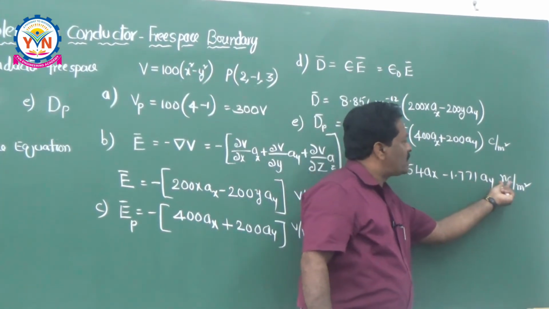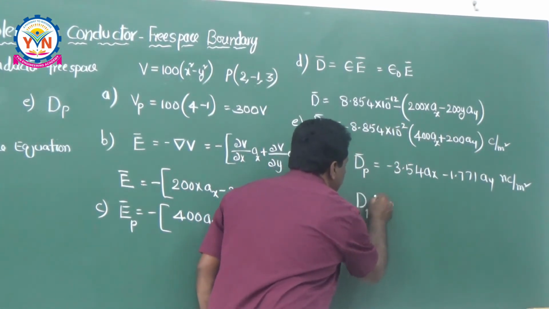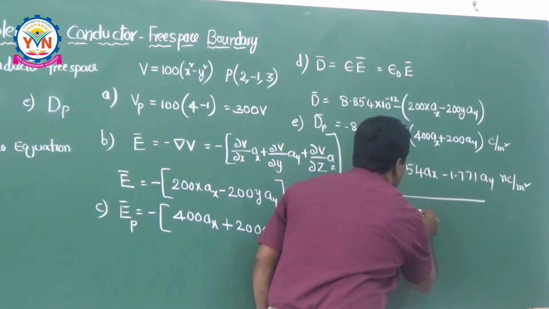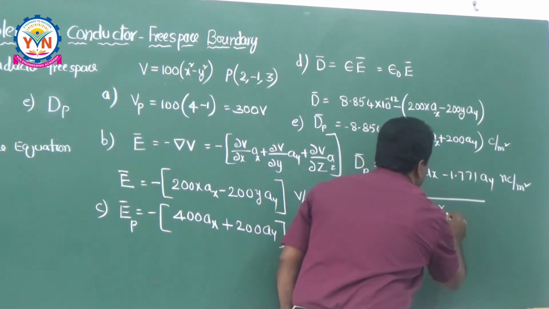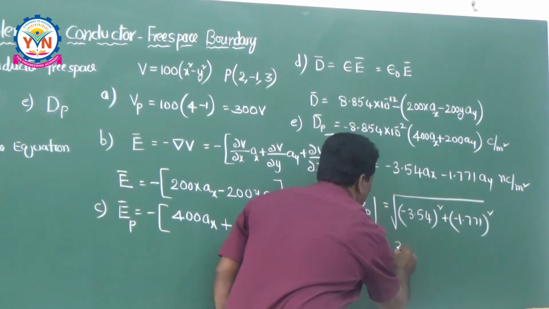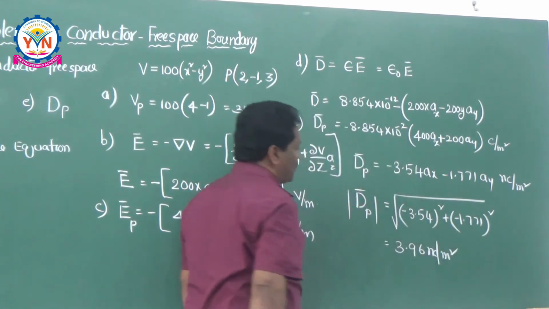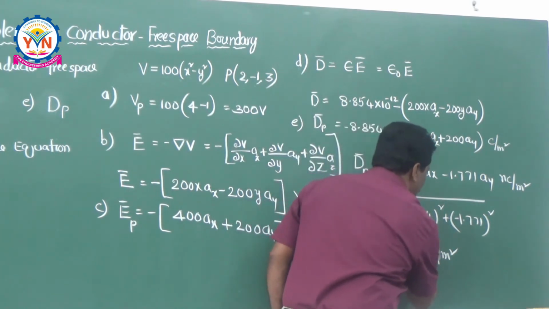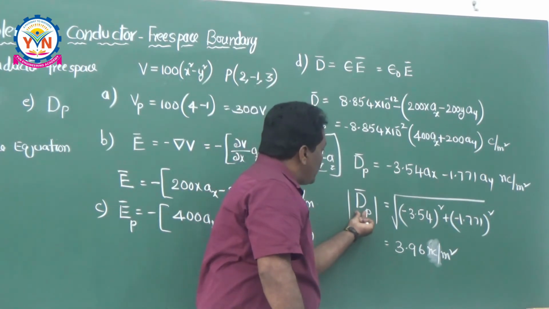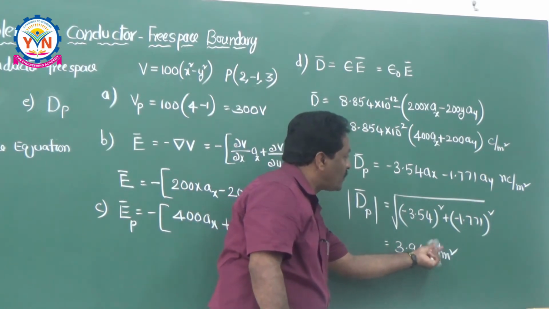So I am converting into nano coulombs per meter square. If I want the magnitude of Dp, that is equal to root of minus 3.54 whole square plus minus 1.771 whole square. This is equal to 3.96 nano coulombs per meter square. This is the answer, and this is the unit. So what is this Dp? Flux density at the given point, equal to 3.96 nano coulombs per meter square.